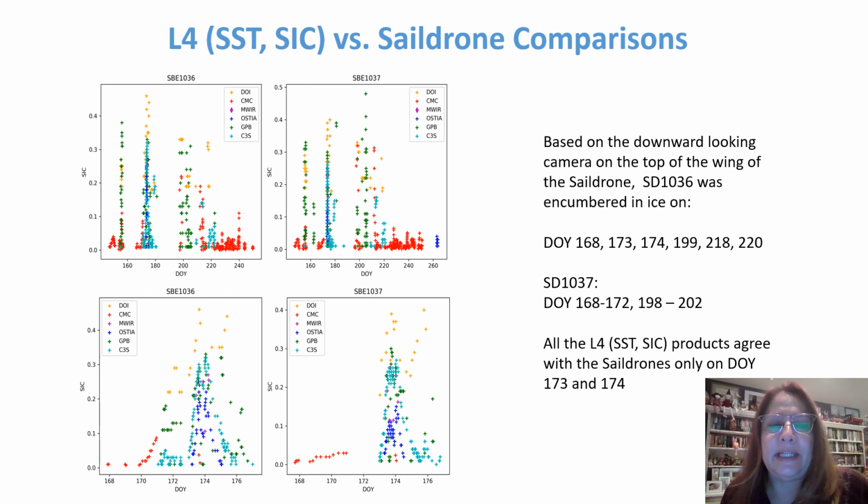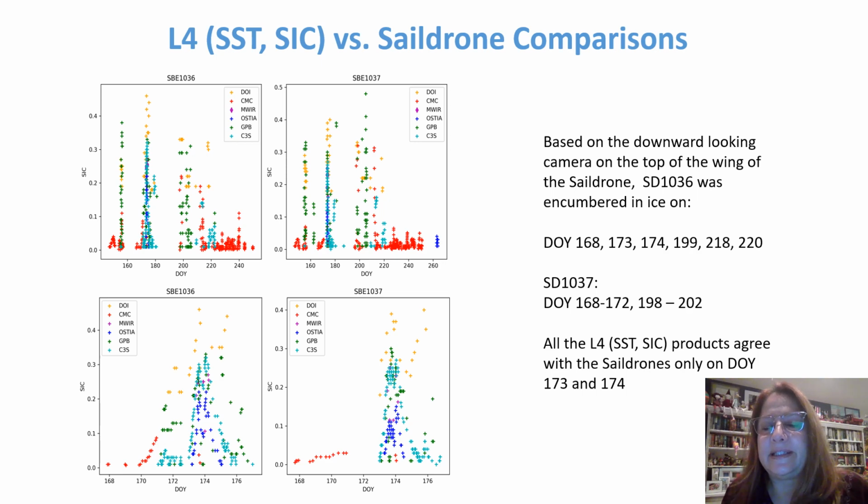The first result we see here is the quantities of ice the Saildrone encountered in its path according to the sea ice concentration product distributed with the L4 SST, for the duration of the entire campaign here on the top. And we can see that all the products basically see very different amounts of ice. So we know from a camera that was deployed in one of the Saildrones, the 1036 one, that the Saildrone was embedded in ice for these 6 days.